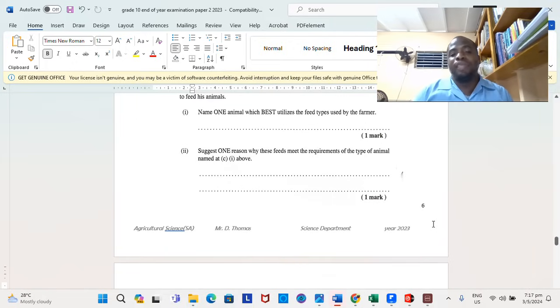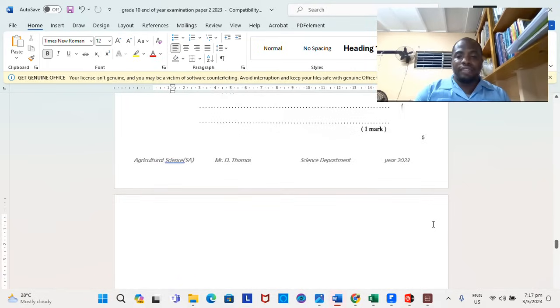Why is it that these feeds meet the requirements for the type of animal? Those type of animal require concentrate, they require herbage because they have a 4-compartment stomach. And if you talk about the mineral blocks that are located for additional minerals, supplement, just as how you may go to the doctor for additional iron tablets or vitamins tablets, because you need that additional minerals for your development. So they too have that.